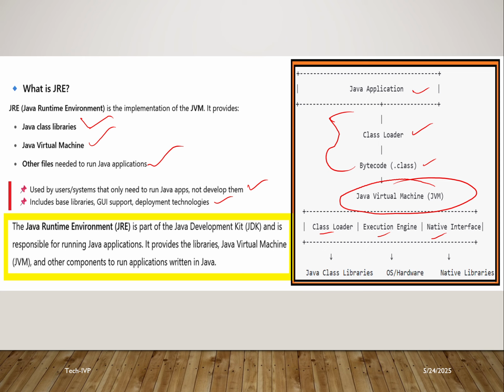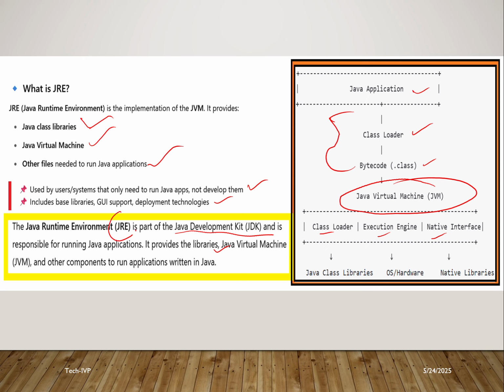The Java Runtime Environment is a part of the Java Development Kit. In the last slide we already discussed that JRE is a part of the JDK. It is responsible for running applications, it provides the libraries, and JRE provides the JVM, the Java virtual machine.